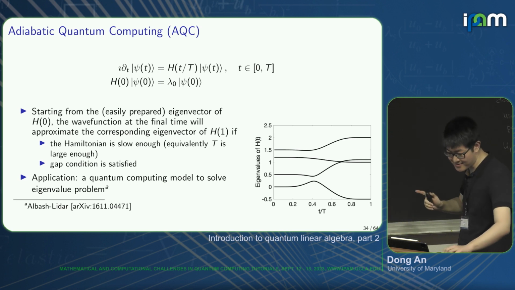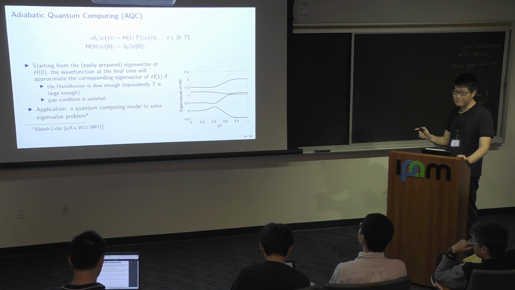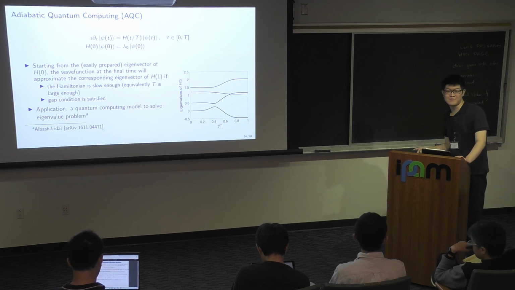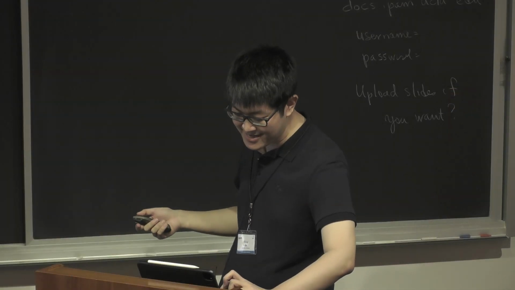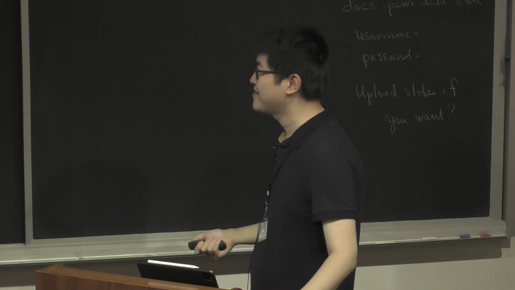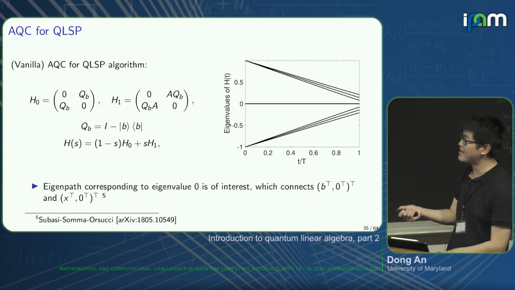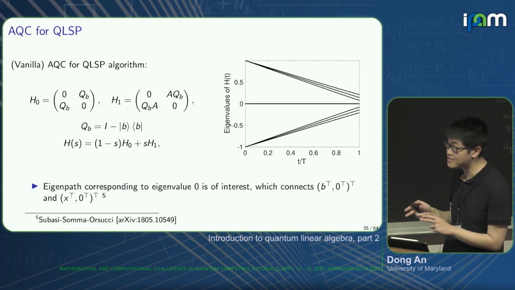Okay, yeah, great. So this is a framework for using differential equations to solve eigenvalue problems. Remember that our goal is to solve the linear system problem. So we still need to formulate the quantum linear system problem as an eigenvalue problem, right? And this can be done straightforwardly by constructing the Hamiltonians H0 and H1 to be something like this. Basically, we will construct my Hamiltonian to be a linear interpolation between H0 and H1. H0 is my initial Hamiltonian, H1 is my final Hamiltonian.